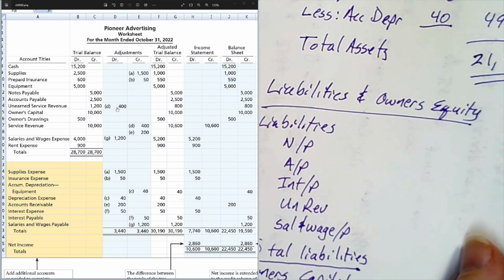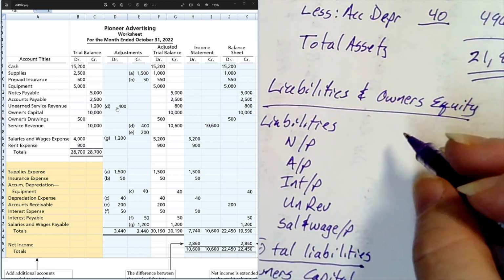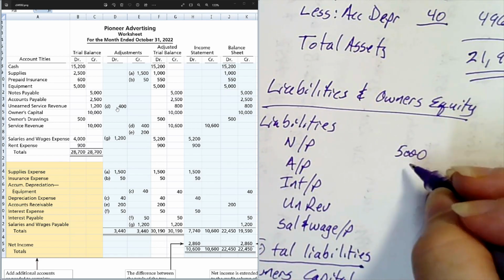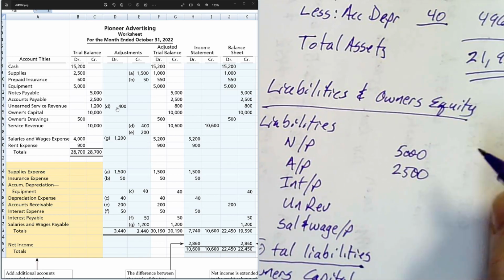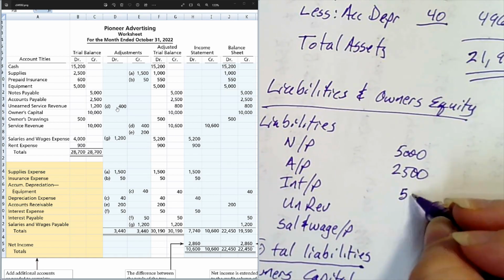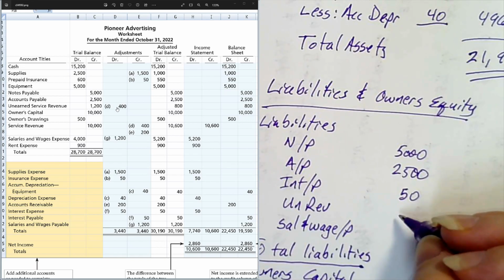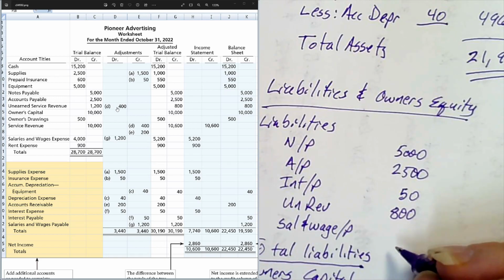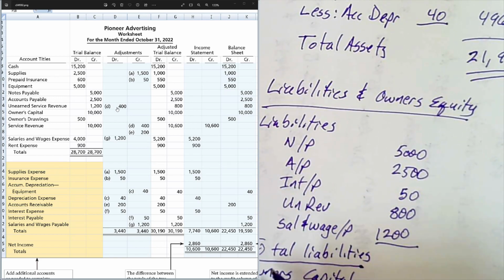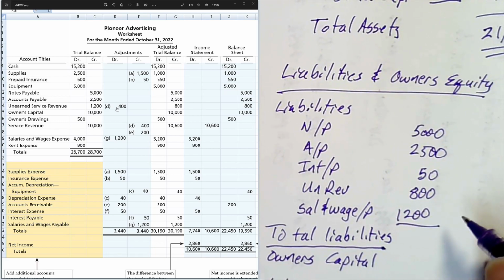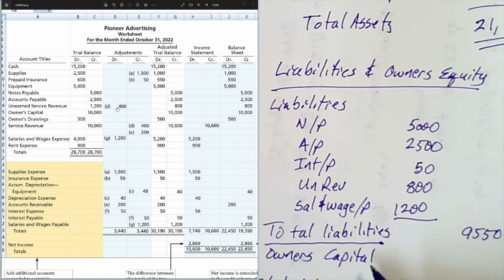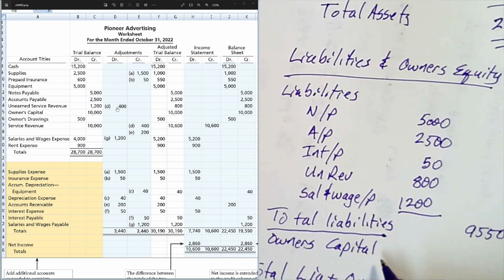So let's take a look at some of the things we have here. We've got a bunch of liabilities. So we've got notes payable. We've got accounts payable. We have an interest payable. We have unearned revenue, and we have a salary and wage payable. We will subtotal those. I didn't actually need to put this underline here. And the subtotal will be 9,550. So we only have one thing in owner's equity, and that's the owner's capital.